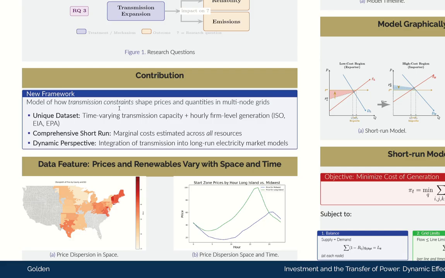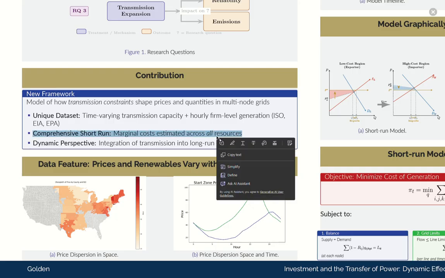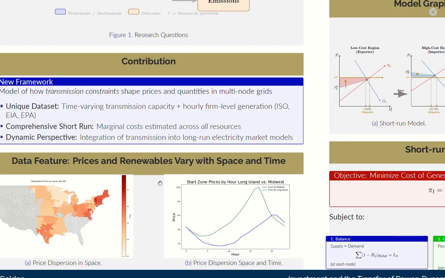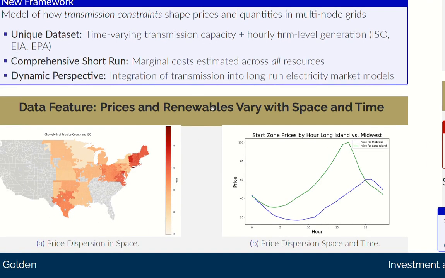This is a unique data set I constructed myself, with a comprehensive short-run marginal cost estimated for all resources in an econometric model, a dynamic perspective that integrates transmission with a long-run model of electricity markets. I have a data feature here. I show how prices of renewables vary with space and time.